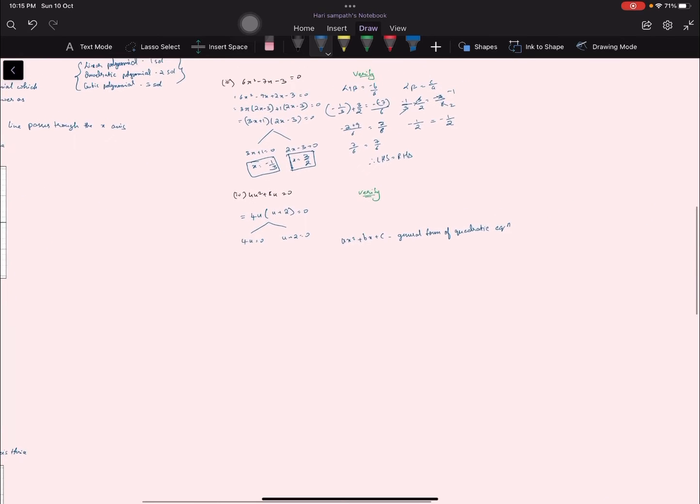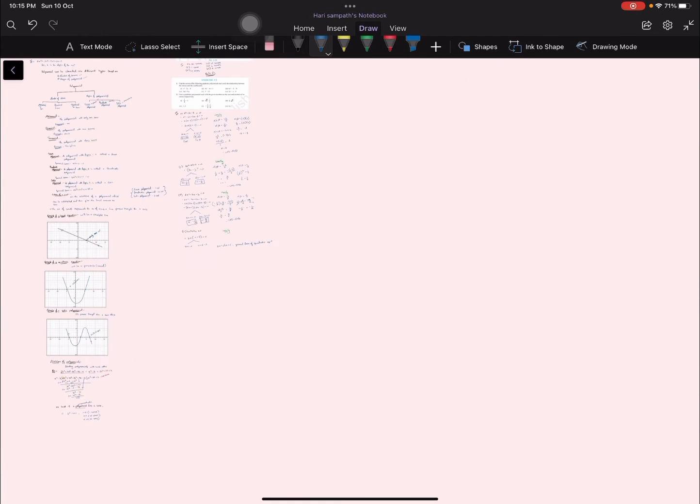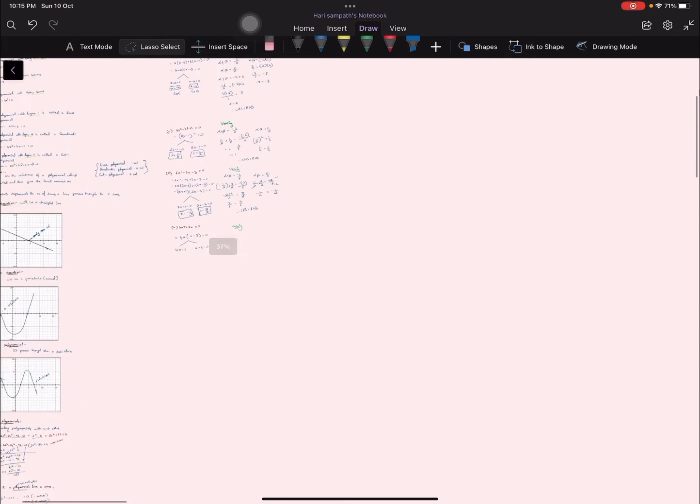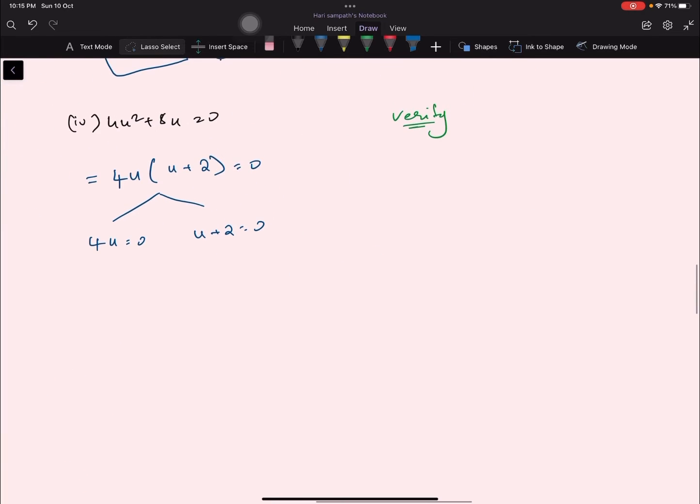So this is the general form of a quadratic equation. You have to remember that. I'm going to put this over here because we have to remember it. And we'll get 4u. u is equal to 0 in this one, and u is equal to minus 2 in this one. So alpha plus beta is equal to minus b by a. Alpha beta equals c by a. c by a is 0.